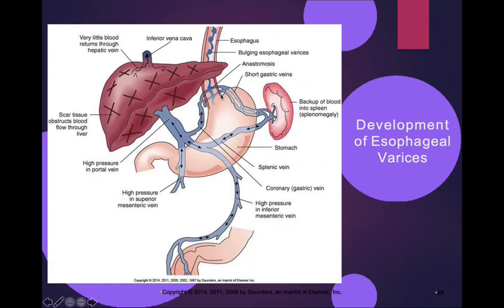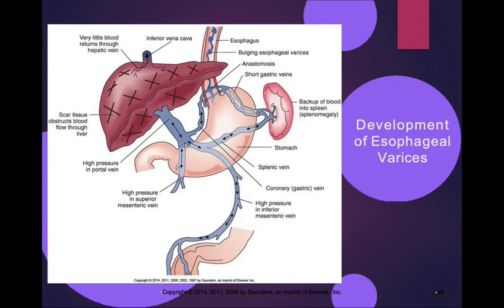Portal hypertension. Let me just see. Here we go. If you look at the liver, here is the portal vein. There are blood vessels that come from the intestines, from the mesenteric vein, and from the splenic vein, and the gastric vein. They all join into the portal vein. It's like a port. All the ships come into the port. All the deoxygenated blood, all the nutrients from the digestive tract come in to get filtered and cleaned out in the liver.